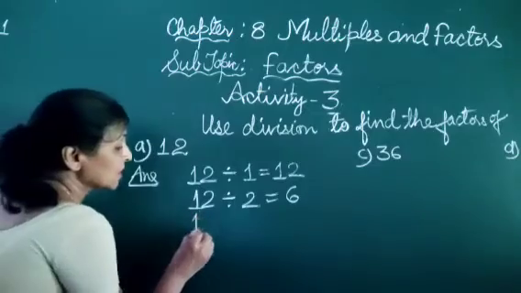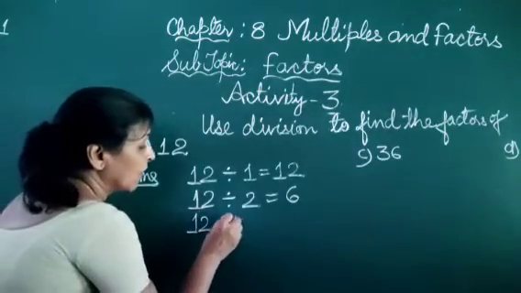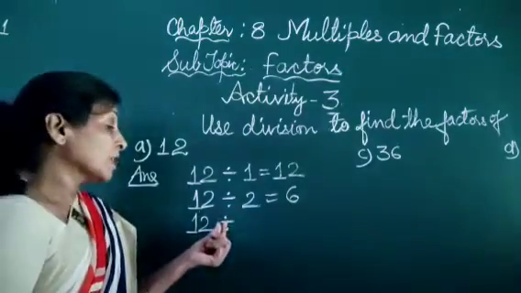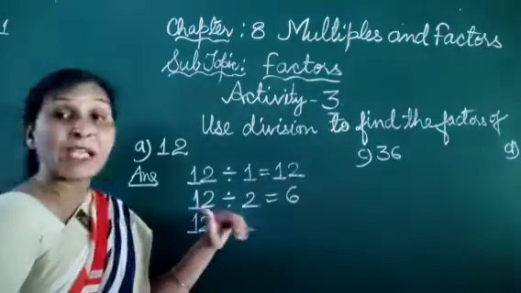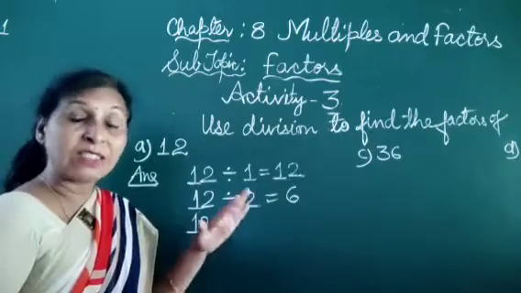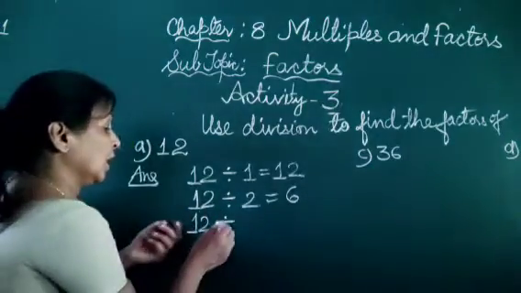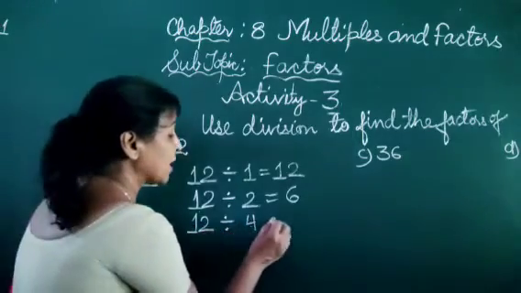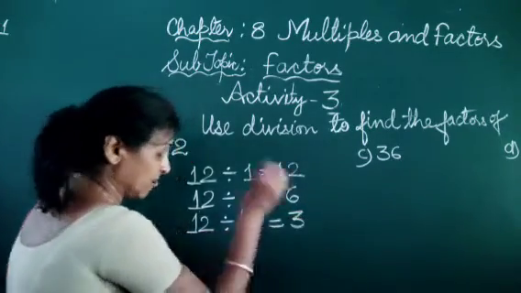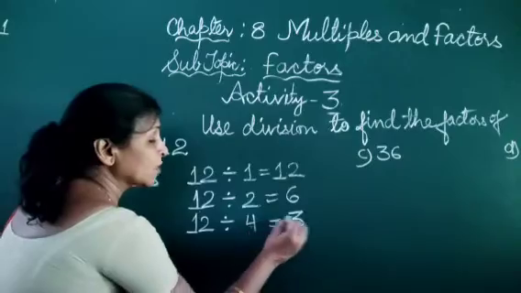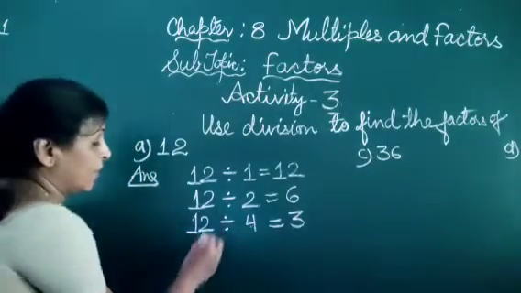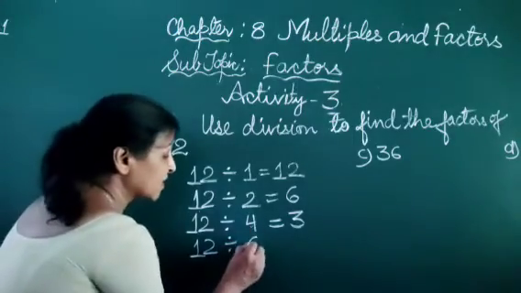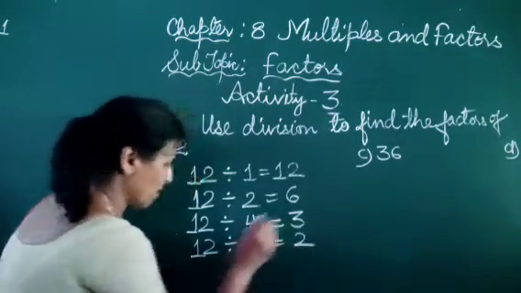The next is 12 divided by 3. We cannot take it because when we divide 12 by 3, then some remainder is left. Then the next is 4, and 12 is divided by 4, then 3 comes. And when we multiply these two numbers, then we get 12. Now the next is 12 is divided by 6, then 2 comes.